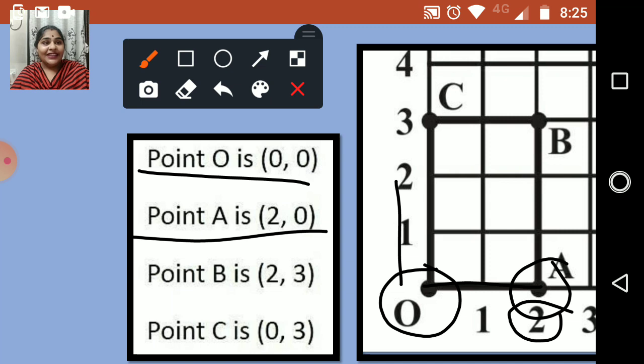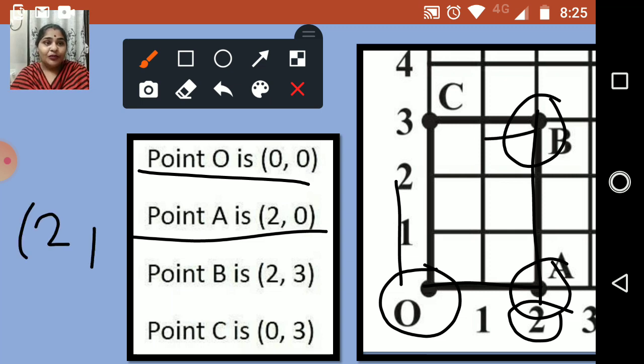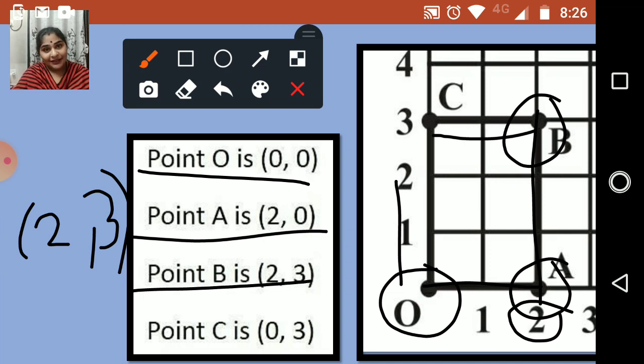Now let us come to the next point, that is point B, children. So if you move here on the x, it is coming 2. So 2 will be the x coordinate, and if you move this side, it is coming at 3. So 3 will be the y coordinate. So the coordinates of point B will be 2, 3.